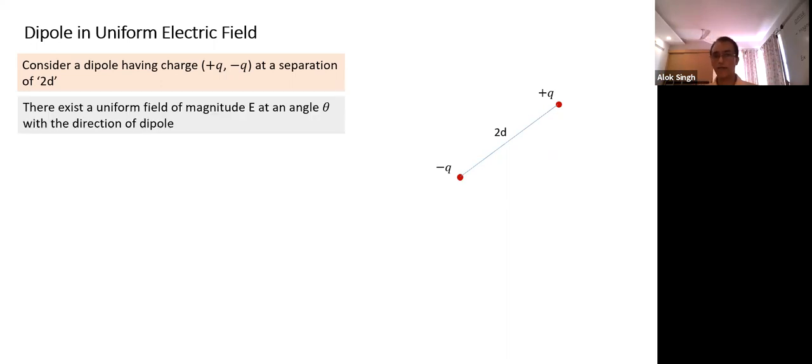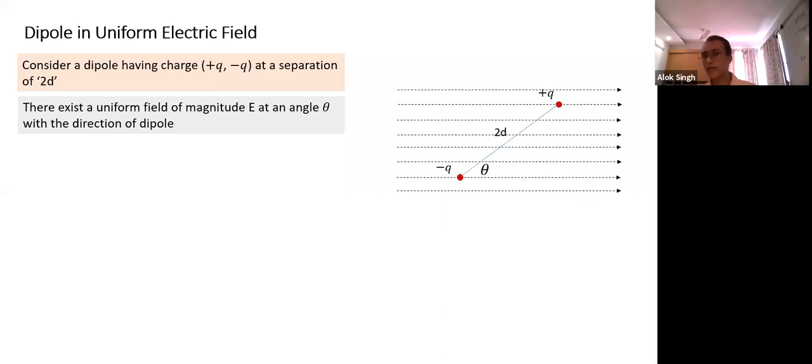What will happen if there's a uniform electric field acting at angle theta? What is the angle theta here? Angle theta is the angle between two vectors. Which are the two vectors involved here? One vector is the dipole moment vector, the other is the field vector. The angle between them is theta. What will happen if we apply a field like this? What forces will act on the dipole? Can you all think of forces acting on the dipole?